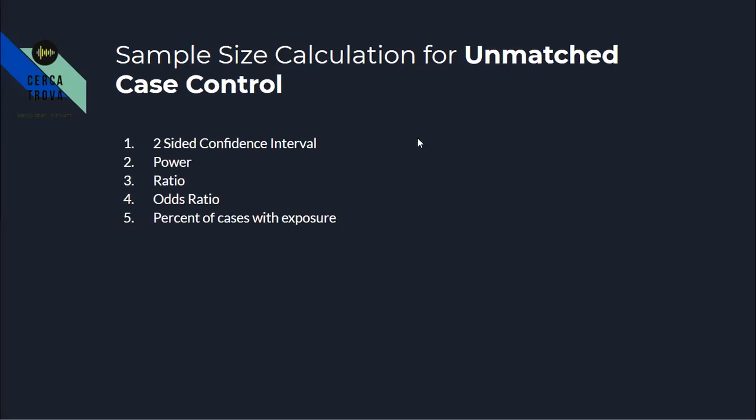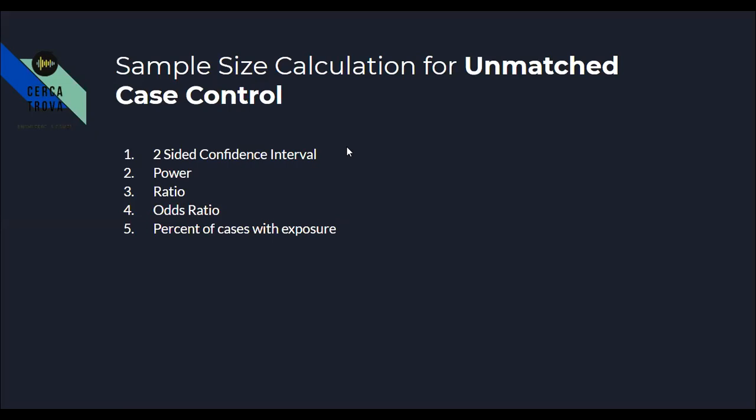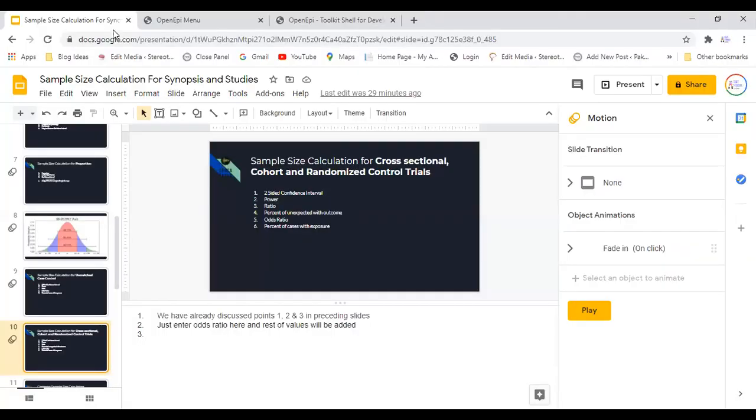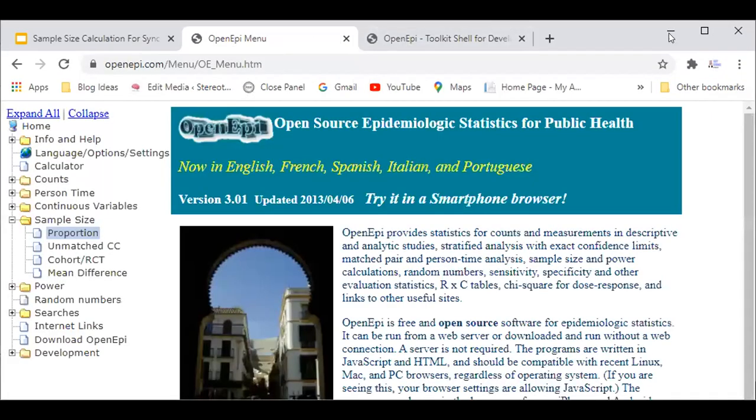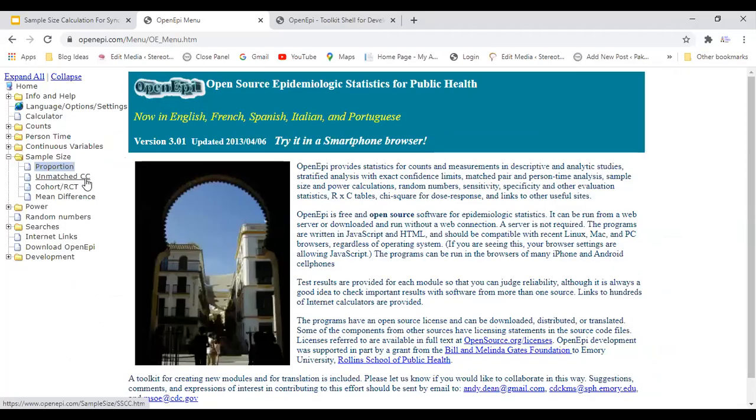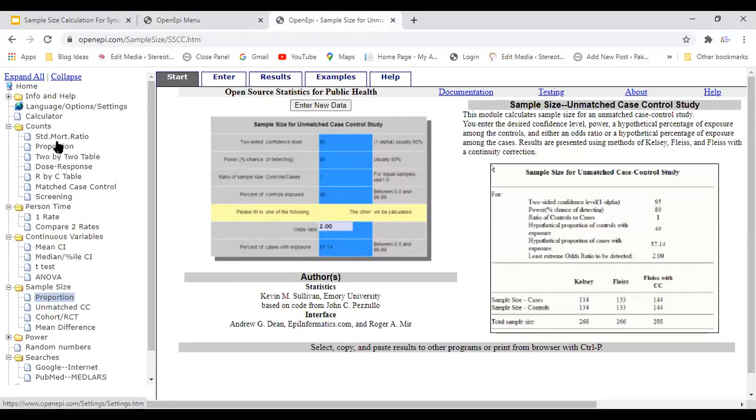As I have told you, I use OpenEpi for sample size calculation. So I'll be taking you there. So this is OpenEpi, and now we will proceed to here. In the unmatched case control, you can see here, and I'll be inputting these values.